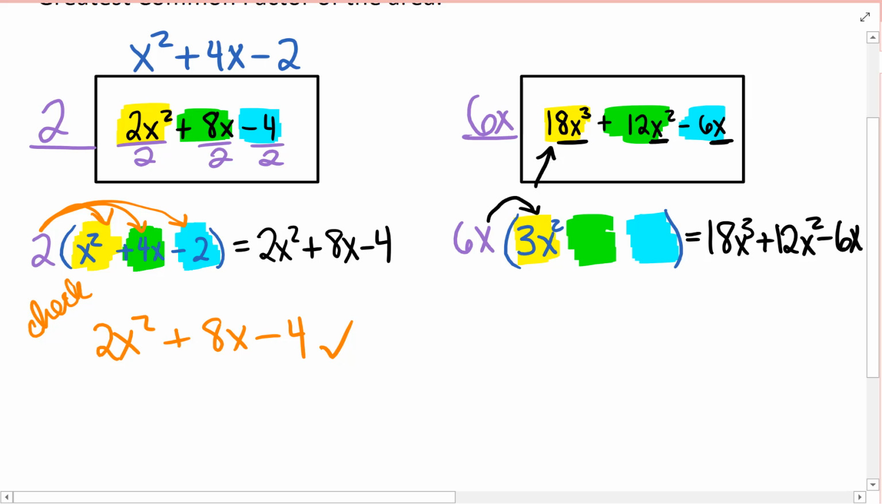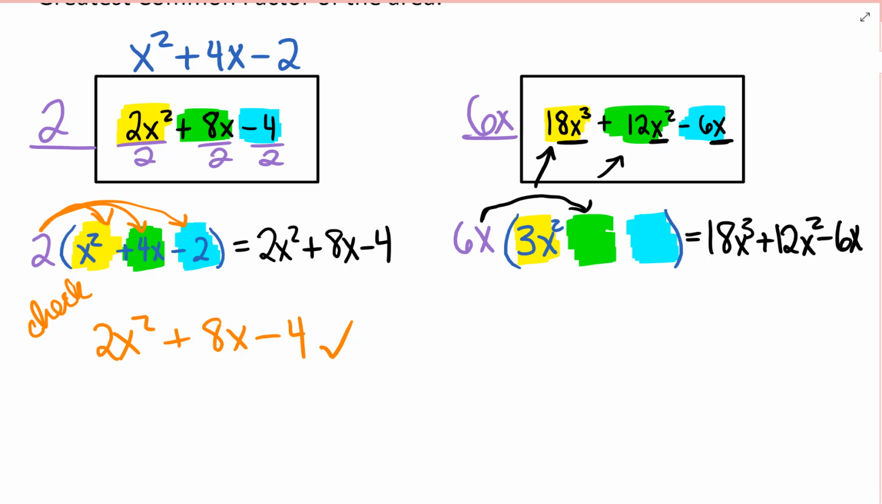Let's try the next one. 6x times what gives me 12x squared? Well, x times what gives me x squared?